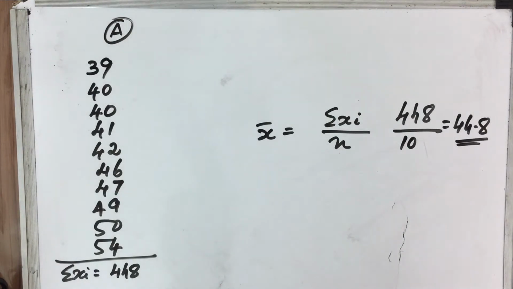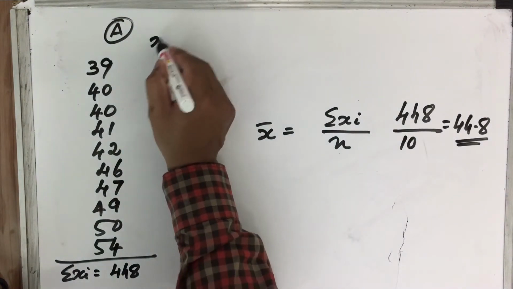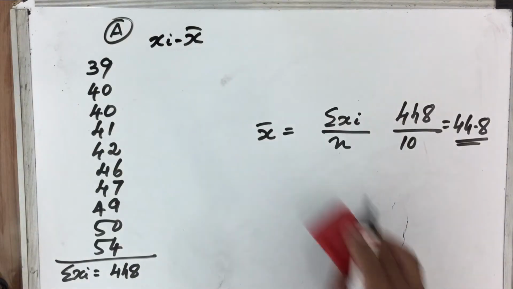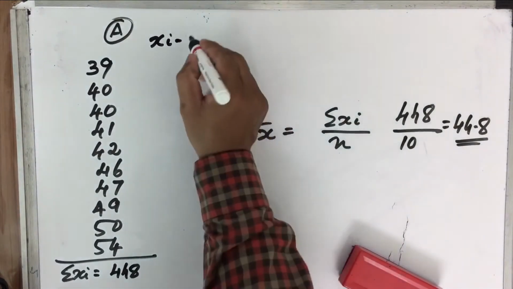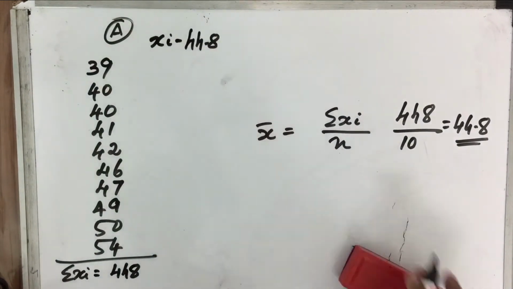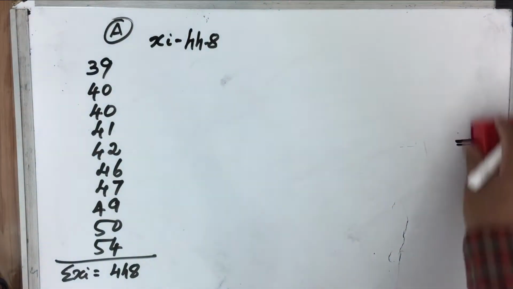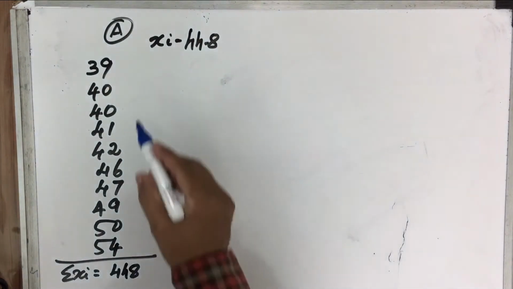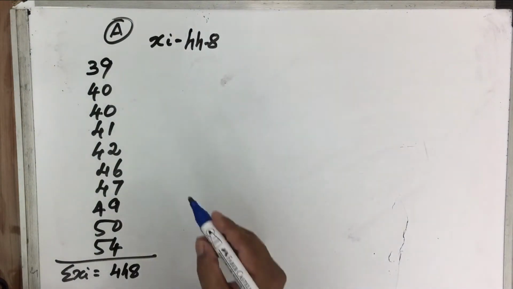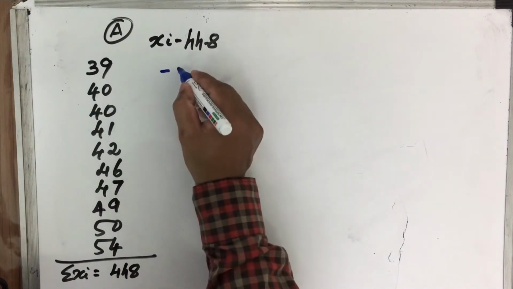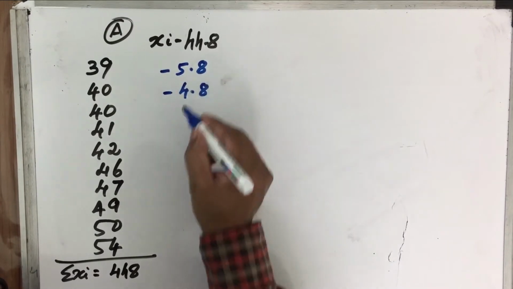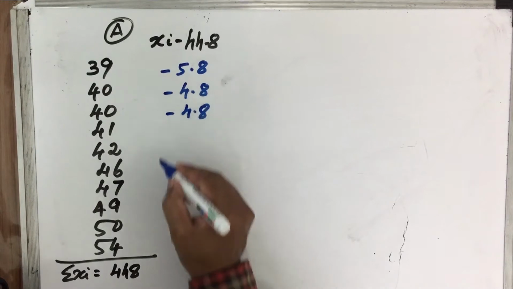Once we find x bar, what we need to do is xi minus x bar, that is xi minus 44.8. When we do that, 39 minus 44.8 gives minus 5.8. This is minus 4.8. This is also minus 4.8.